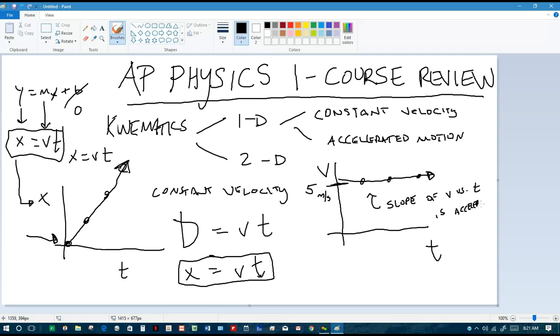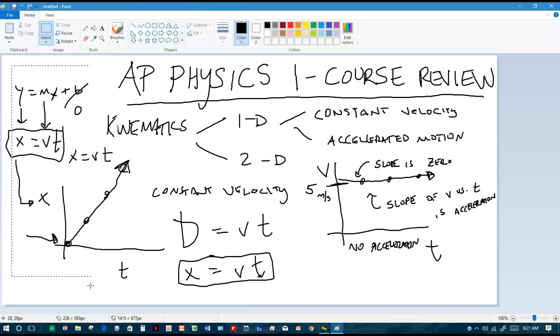Slope of velocity versus t is acceleration. Yep. Because what is the slope of this? It's 0, right? Yeah. So if the slope is 0, that means there's no acceleration. That means his velocity is not changing, which is true because he's walking at a constant speed, right? Yeah.